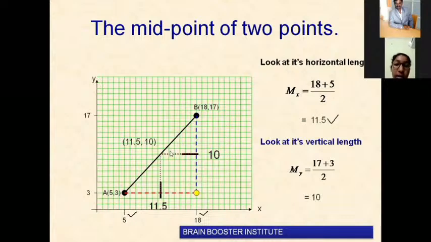Any doubts? No doubts, sir. What are you understanding? This 11.5 comma 10 is the midpoint of A and B. So like this, we can prove the geometrical proof of the midpoint. Got the point? Yes, sir. Any doubts? No doubt, sir.